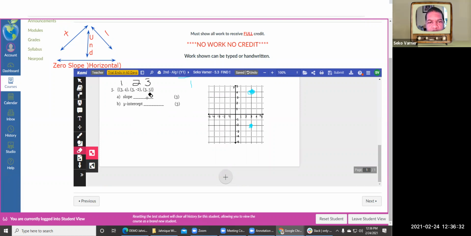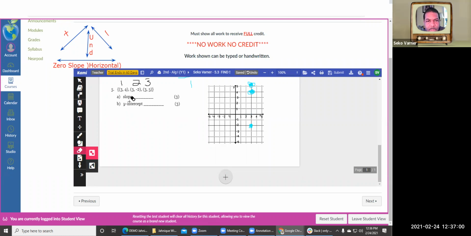And then this last one says 3, 5. Right. So I go from my point of origin. 1, 2, 3. And then it says go up 5. 1, 2, 3, 4, 5. So that's going to be right here. Okay, good. Okay, so now I have my 3 points.